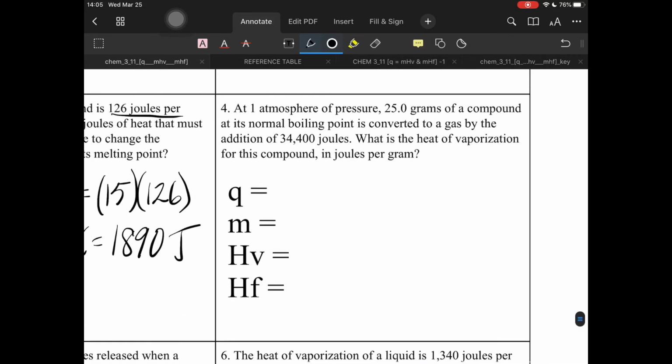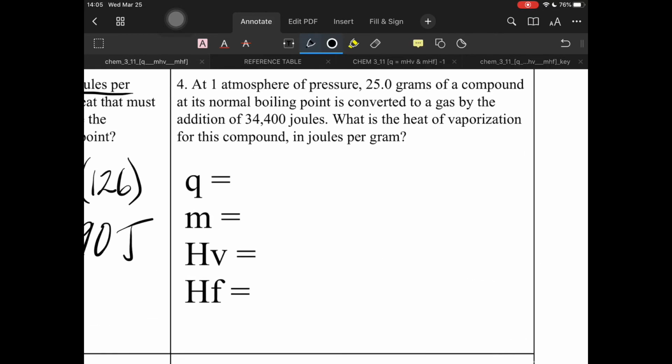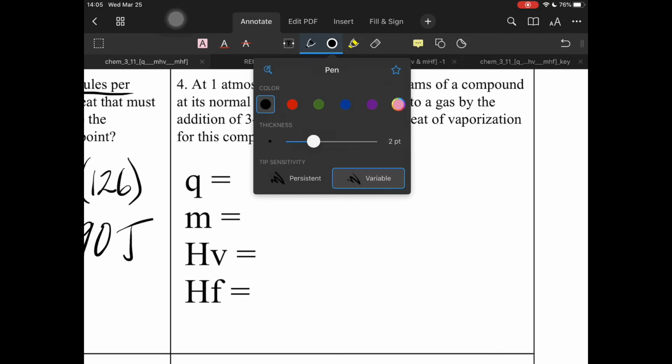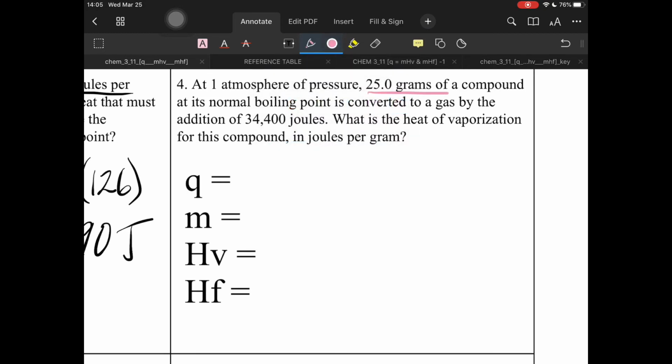Okay, number 4. At 1 atmosphere of pressure, not useful in this question. They like to give you lots of useless information. 25 grams. At its normal boiling point, again, we don't care about the boiling point because we don't have temperature in these kinds of questions, is converted to a gas.